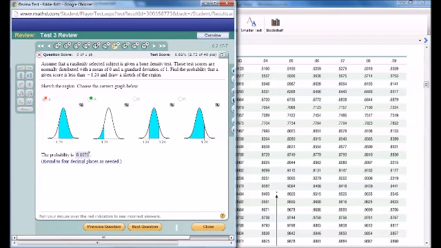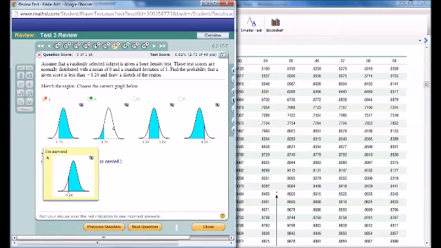Assume that a randomly selected subject is given a bone density test. Those test scores are normally distributed with a mean of 0 and a standard deviation of 1. Find the probability that a given score is less than negative 1.24. Alright, here's where we're starting to get into keywords. Less than is area to the left of the z-score. Greater than or more than will be area to the right of a z-score.